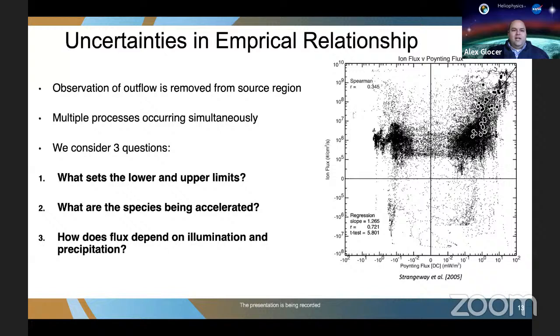There are a lot of uncertainties in the empirical relationship, and we have some questions that we want to address. We want to understand what sets the lower limit of the ion outflow and what sets the upper limit. We want to understand whether this acceleration is different for different species. For the same energy inputs, how are the different species responding? And then we also want to understand how illumination and precipitation factor into these empirical relationships. Is it different for solar maximum versus solar minimum, for example?